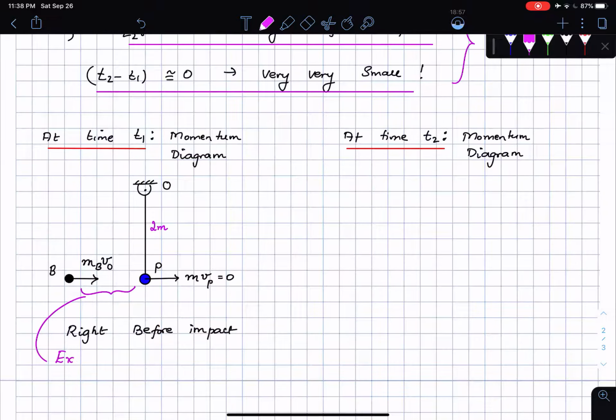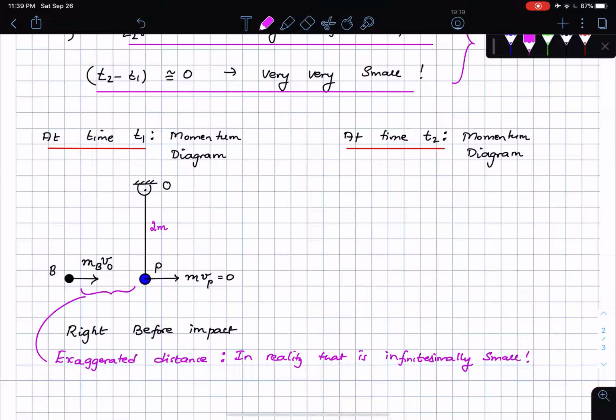Exaggerated distance. In reality that is infinitesimally small. I hope that makes sense. So the ball is about to hit the pendulum bar.